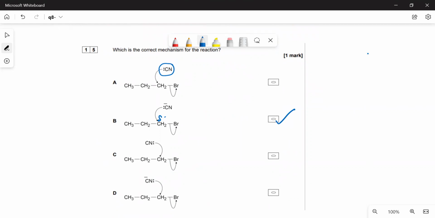Let's see what's wrong with this one. This one has two things wrong. There's no negative charge on the cyanide, and it's the lone pair on the nitrogen which is attacking. It's not. It's the lone pair on the carbon that does it. And again, this one has only got one thing wrong. It's the nitrogen lone pair that is attacking. That's not what happens. So B is the correct answer.